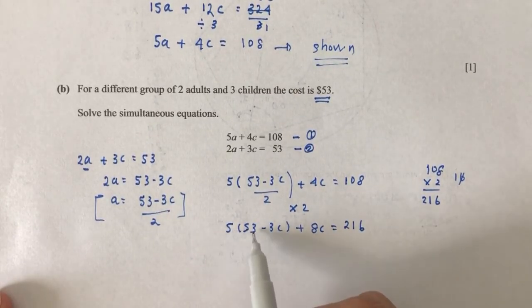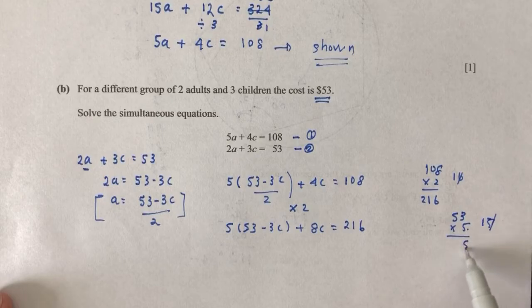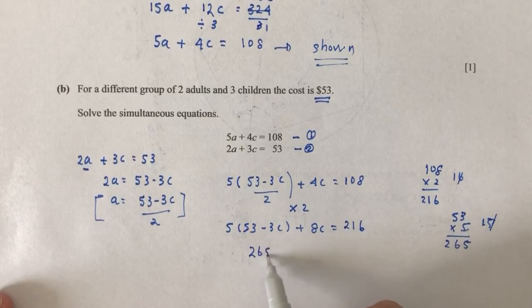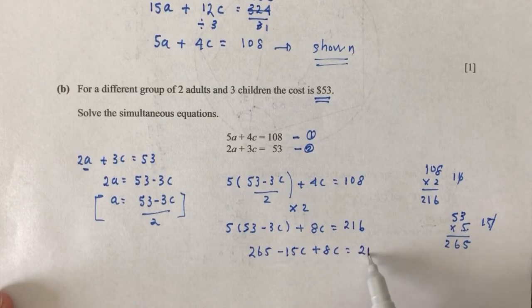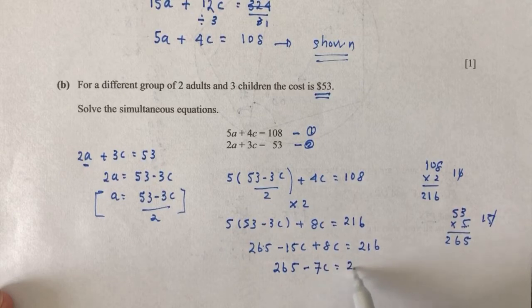So 5 times 53. Let's do that. 53 times 5, what do we get? 3 times 5 is 15. 5 times 5 is 25, plus 1 is 26. So 265 minus 15C plus 8C equal to 216. Let's solve this here. Oh no, this will be negative. So let's do this part first. 265 minus 15C plus 8C will become minus 7C, equal to 216.